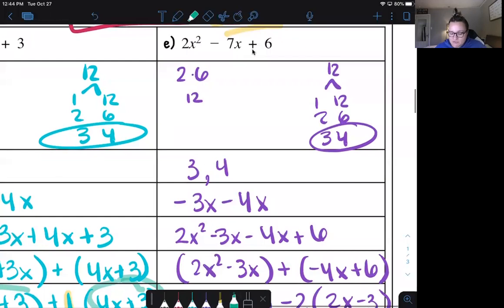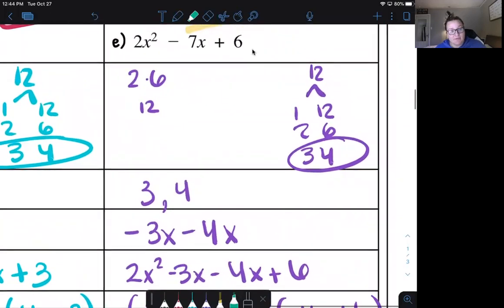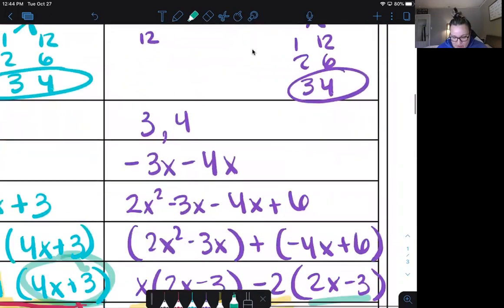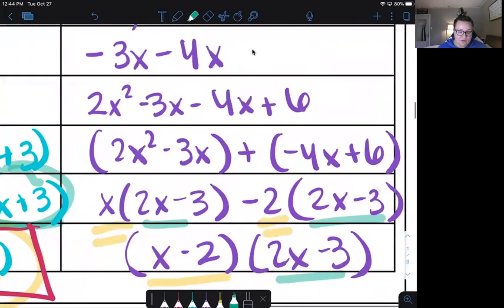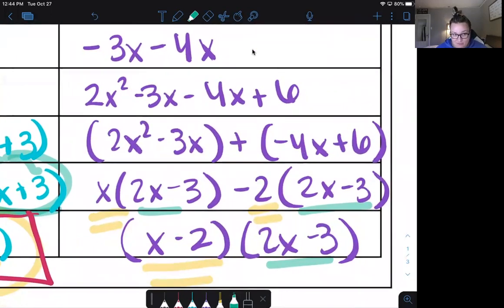So as you can see, I multiplied 2 by 6. I got 12 again, made a factor tree for 12. The factors 3 and 4 would add or subtract to get us that -7 for our B value. I rewrote -7 as -3x minus 4x. So then I rewrote the whole polynomial using -3x and -4x in the middle. Then I put my grouping symbols and check it out.